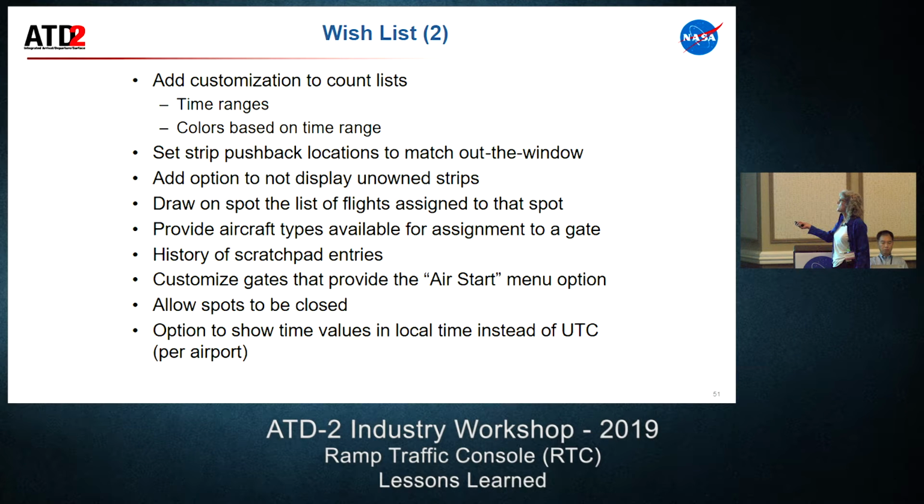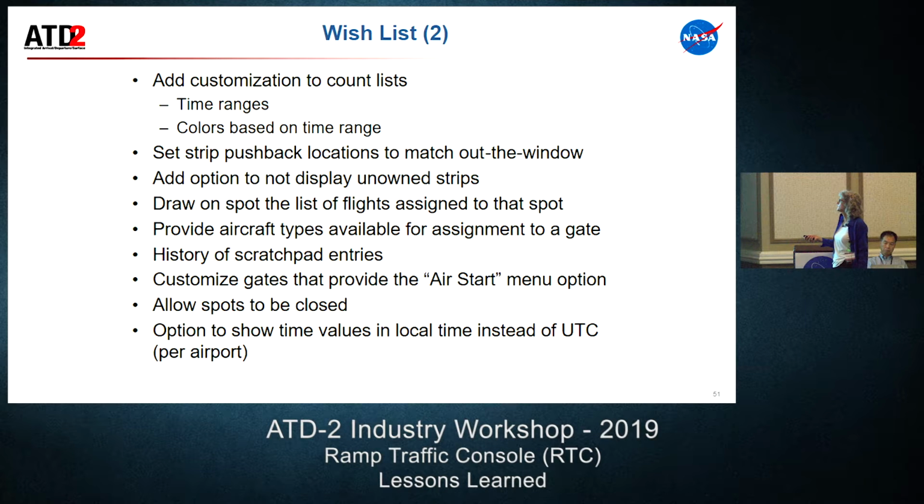Being able to draw on the spot the list of flights assigned to that spot. That was an issue that we saw in our DFW human in the loop simulations. So when they push back a flight, they want to be able to assign a spot to that flight, and draw on the map itself, American Flight 123, American Flight 456, and so on, so that they can see what flights are going to what spots so that they can manage the flights lined up at the spots better.